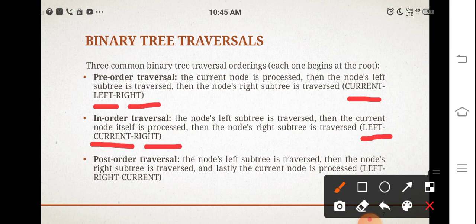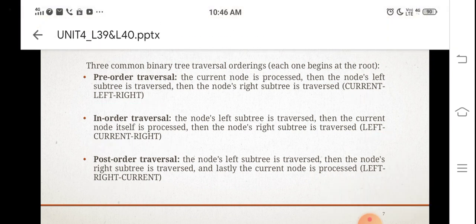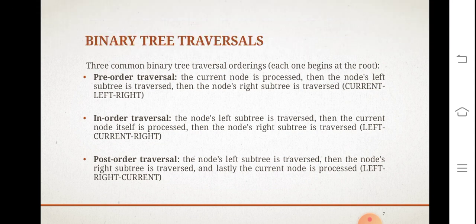Then post-order traversal: the node's left subtree is traversed, then the node's right subtree is traversed, and lastly the current node is processed. That is, first we traverse left, then the right subtree, and at the end we process the root node. That is post-order: first left and right, then at the end the root node. So that is all about the binary tree traversal orderings. We'll see these with the help of examples.